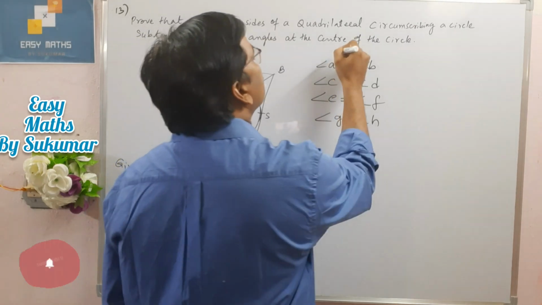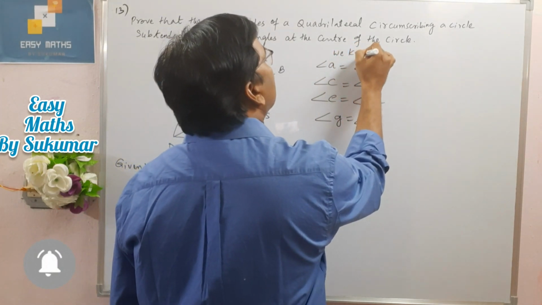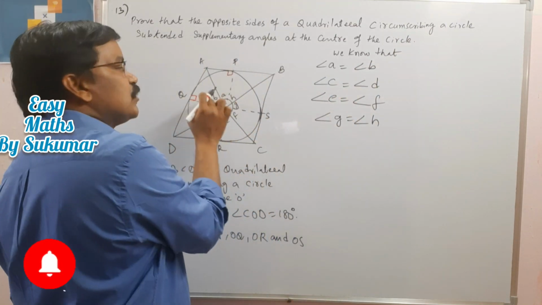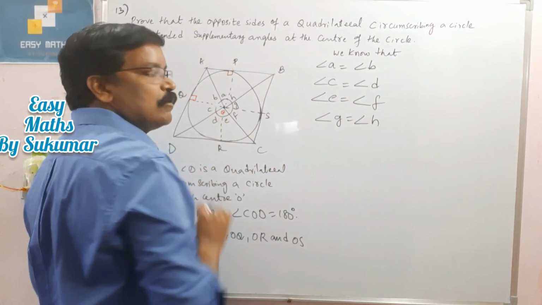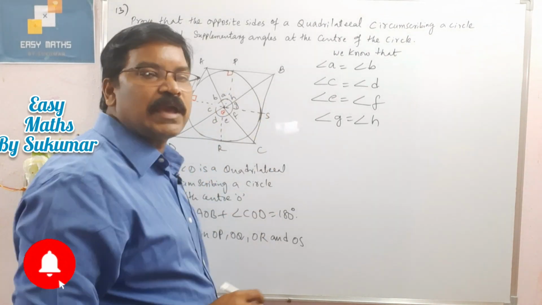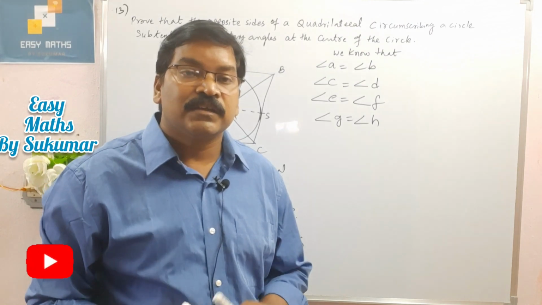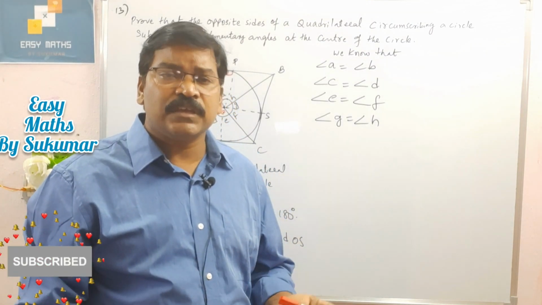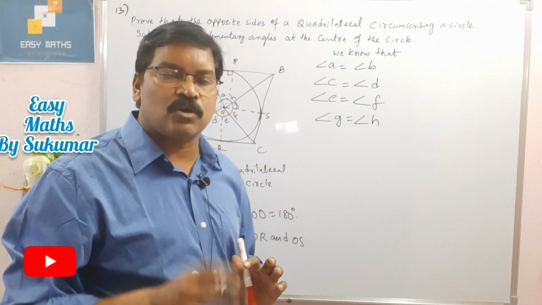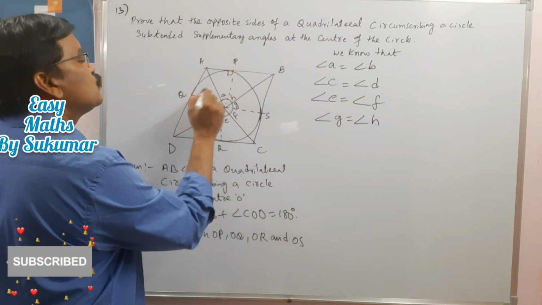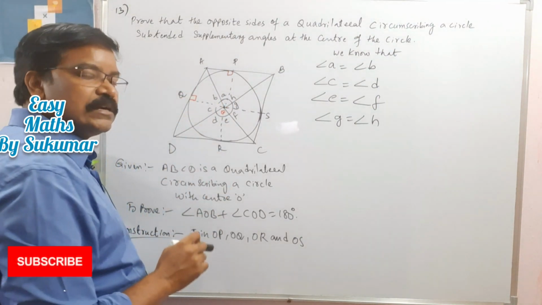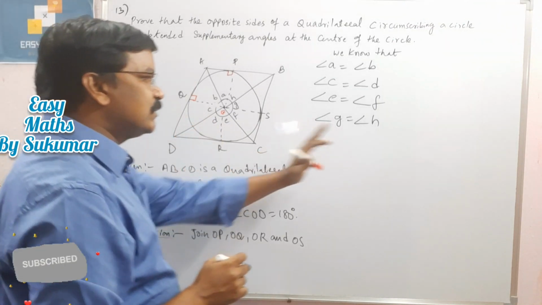Okay, so here we know, directly I am writing here, that angle A is equal to angle B, angle C is equal to angle D, angle E is equal to angle F and angle G is equal to angle H. These are what we have written by using the CPCT. Corresponding parts of congruent triangles are equal. That means these two triangles are congruent, therefore angle A and angle B are equal. Angle C is equal to angle D. Since these two triangles are congruent, like that we have written.